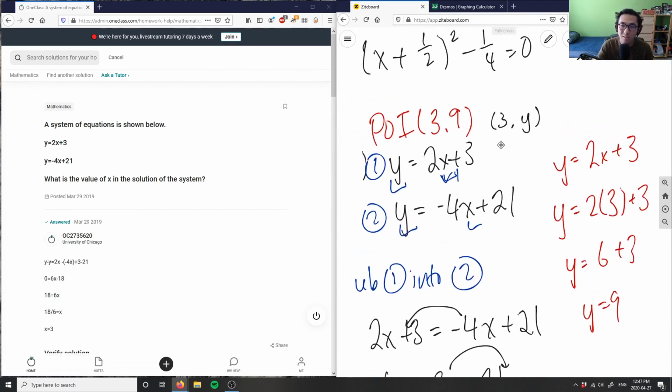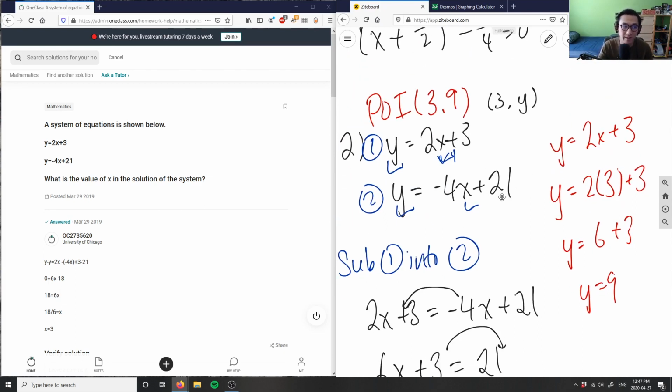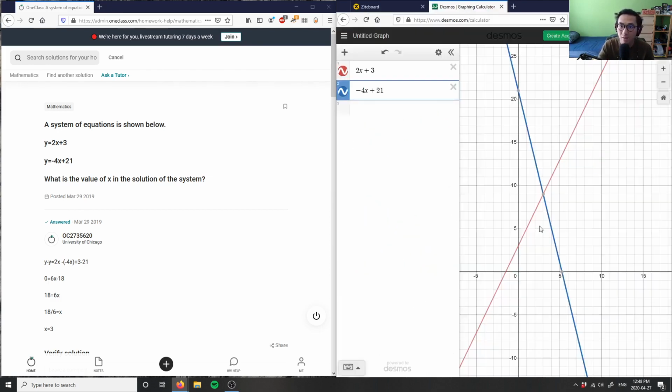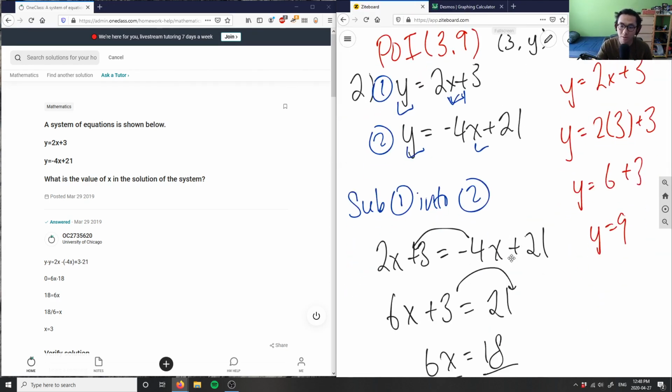However, we can extend this problem and solve for our y value as well. We simply plug the x value into one of these equations, either 1 or 2. Both of them will give us the exact same answer, y equals 9. Therefore, our point of intersection is x comma y, so it's 3 and 9. As shown graphically, if you were to graph 2x plus 3 and negative 4x plus 21, you would get 3 and 9. This is the point at which the two linear equations intersect.